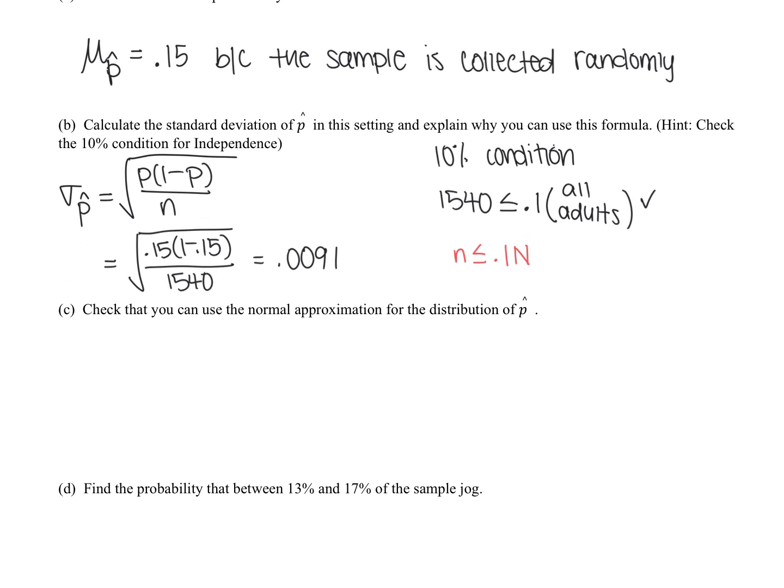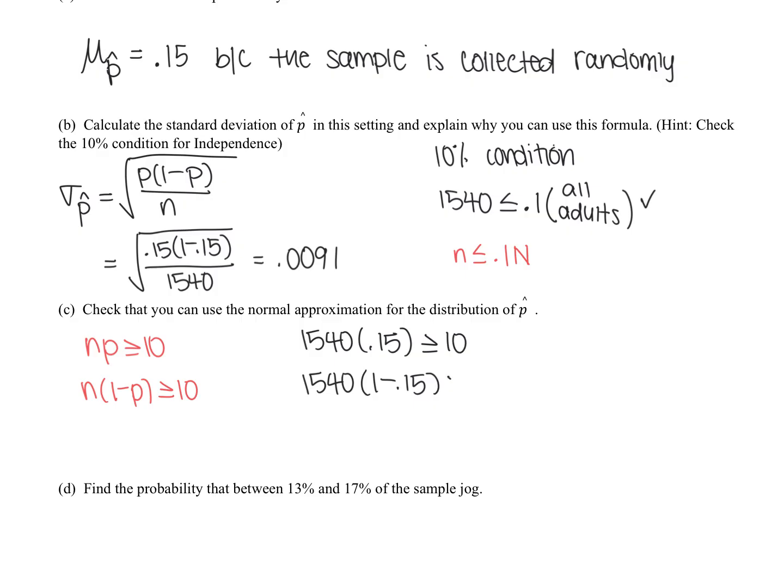And then the last one is check that you can use the normal approximation for the distribution of p hat. To determine if something is normal, np has to be greater than or equal to 10, and n times 1 minus p has to be greater than or equal to 10. So you have to make sure you have enough successes and failures in your distribution. So we're going to do 1540 times 0.15, and then 1540 times 1 minus 0.15. And both of those have to be greater than or equal to 10.